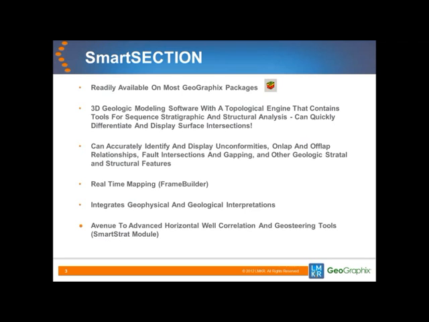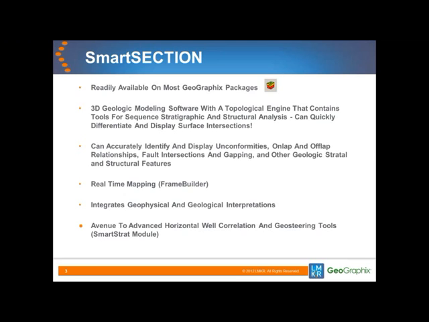First of all, as I mentioned, it's readily available on most GeoGraphix packages. You just basically have to open up your Project Explorer and click on the smartSECTION icon. smartSECTION is a very powerful 3D geologic modeling software that has a great topological engine that contains tools for sequence stratigraphic and structural analysis. What does that mean?